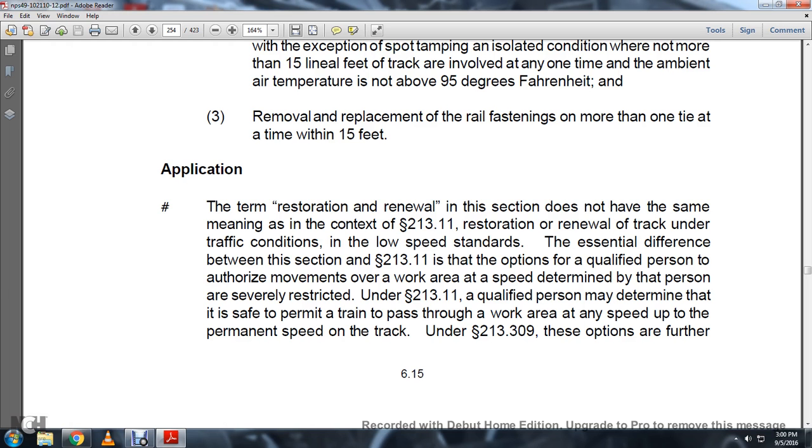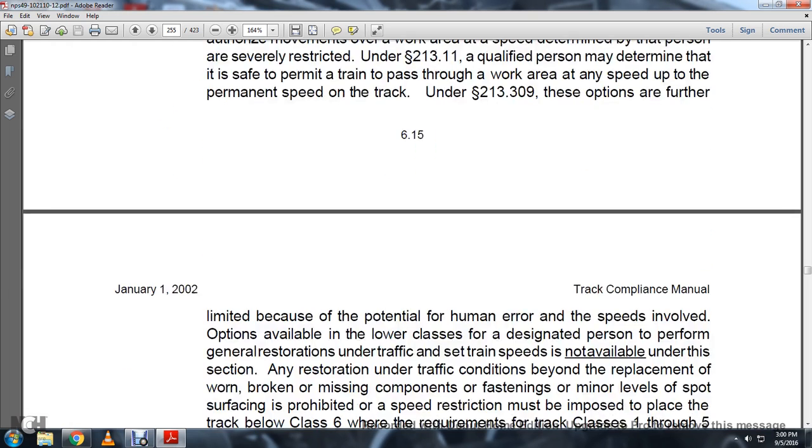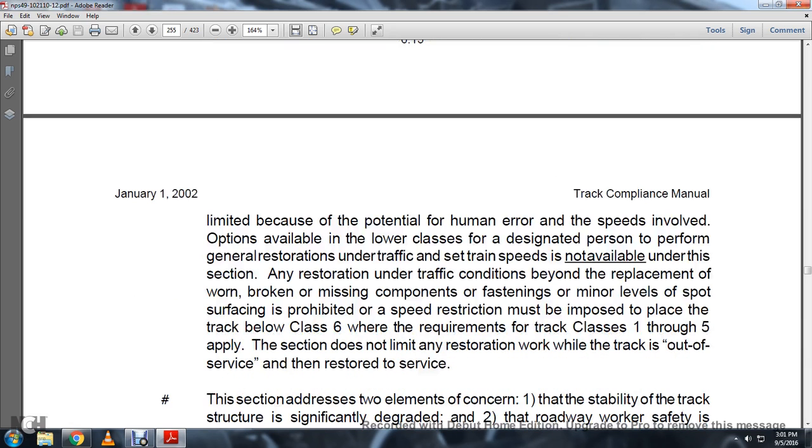Under section 213.309, these options are further limited because of the potential for human error and the speed involved. The options available for lower classes, where the designated person performs the general restoration under traffic and sets train speeds, are not available under this section. Any restoration under traffic conditions beyond the replacement of worn, broken, or missing components, with the passing of minor levels of spot surfacing, is prohibited, but a speed restriction must be imposed at the place of the track below Class 6 when the requirements from Classes 1 through 5 apply.